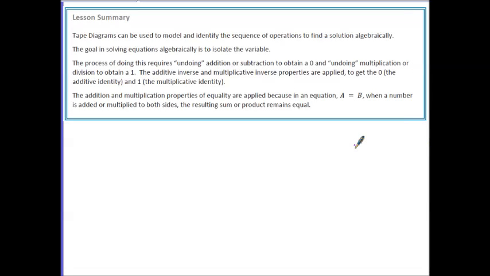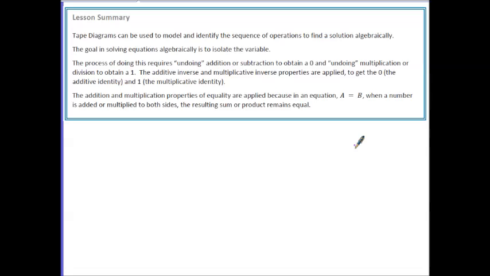In this lesson, you have learned to use tape diagrams to model and identify the sequence of operations and then translate that to an algebraic solution. The goal in solving equations algebraically is to isolate the variable. The process of doing this requires undoing addition or subtraction to obtain a 0 and undoing multiplication or division to obtain a 1. The additive inverse and multiplicative inverse properties are applied to get the 0, which is the additive identity, and the 1, which is the multiplicative identity.